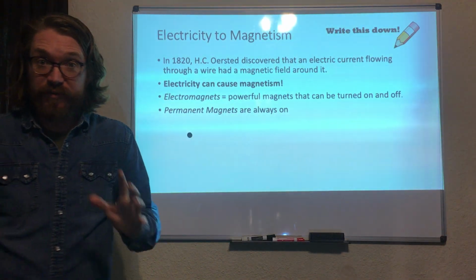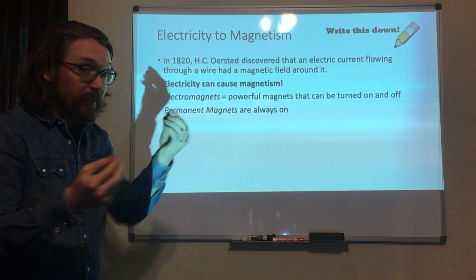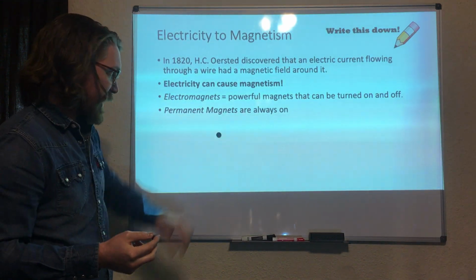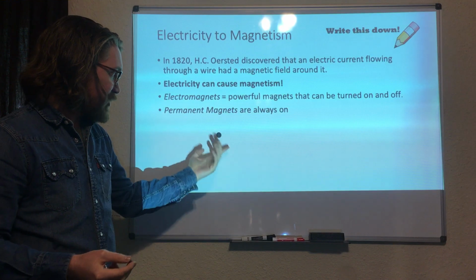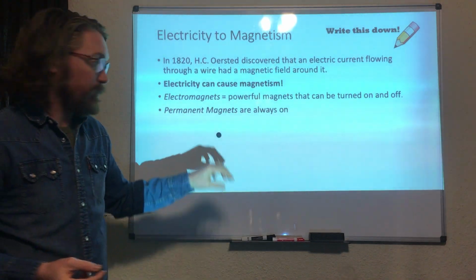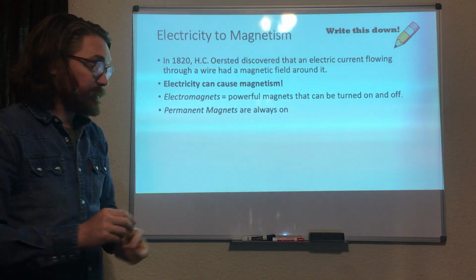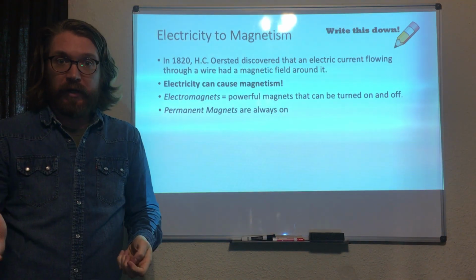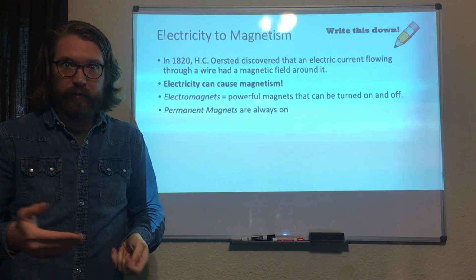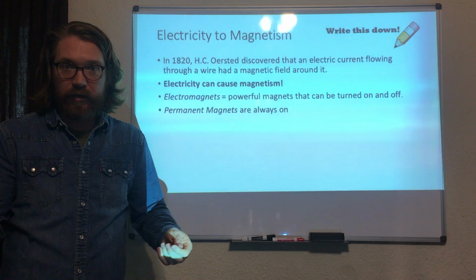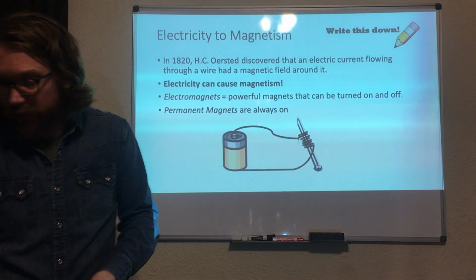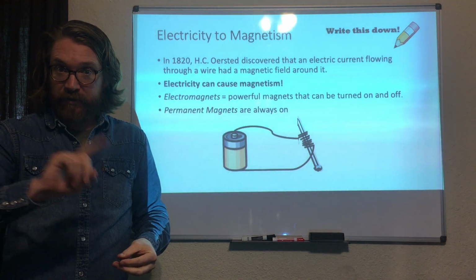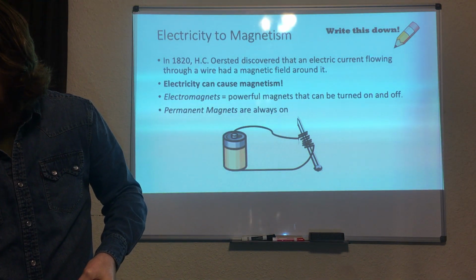The biggest difference between the two is that permanent magnets are always on. If it's a permanent magnet, it sticks. I can't snap my fingers or flip a switch and make this not magnetized anymore, okay? But electromagnets are super powerful, and you can turn them on and off. All you have to do is just disconnect the electricity, and voila, there's no more magnetism. Okay. We are going to make an electromagnet in just a second. I'll show you how to do it at home.